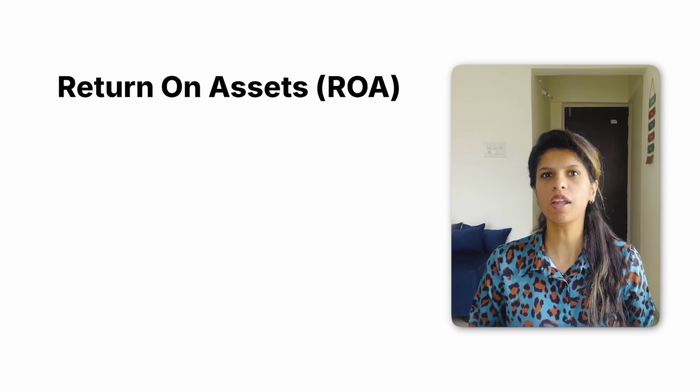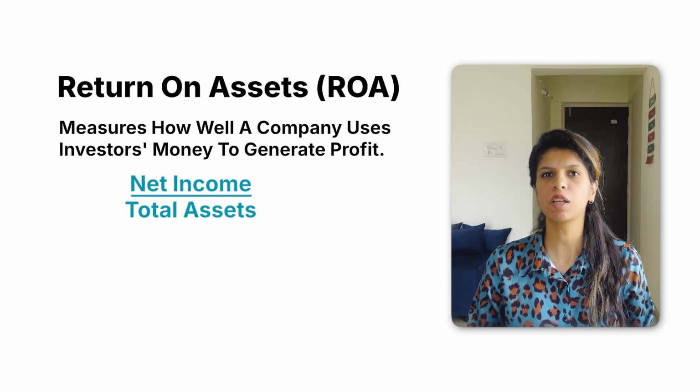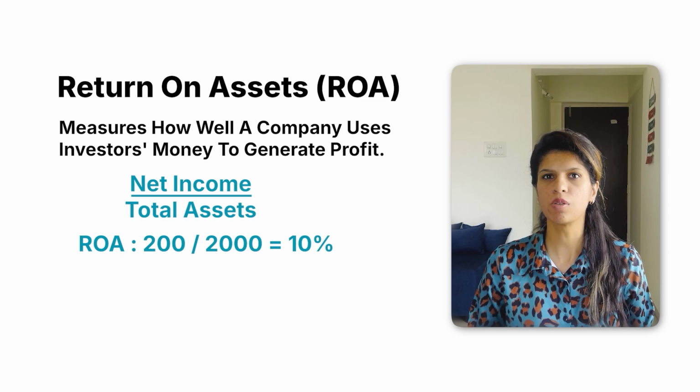Next we have return on assets. So here instead of the equity we have the assets, how efficiently you are managing your assets to generate the profit. So return on assets equals net income upon total assets. So let's say 200 upon 2000, which would be 10%. So a higher value means that the company is using its assets in a good way to generate profit.